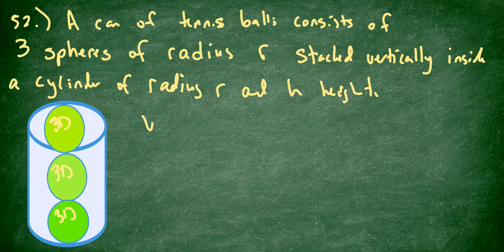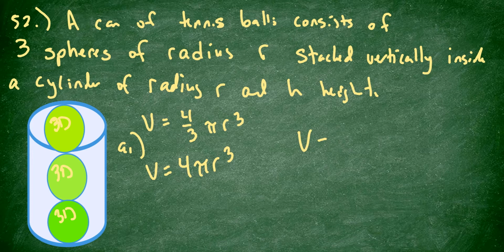So write an expression for the total volume of the 3 tennis balls in terms of r. I know that the volume of a sphere is 4/3 pi r cubed. So if there's 3 of them, I'm just going to multiply it by 3, and I'm going to get volume is equal to 4 pi r cubed. So that's A. Now B says write an expression for the volume of the cylinder in terms of r and h. Well, the volume is going to be pi r squared h.